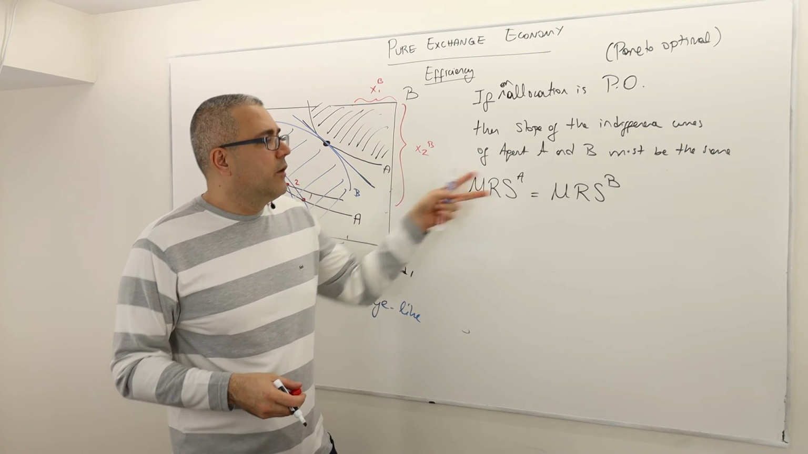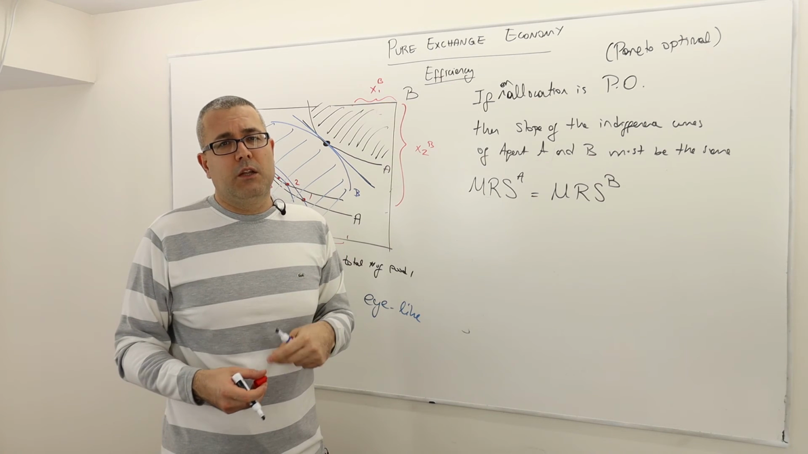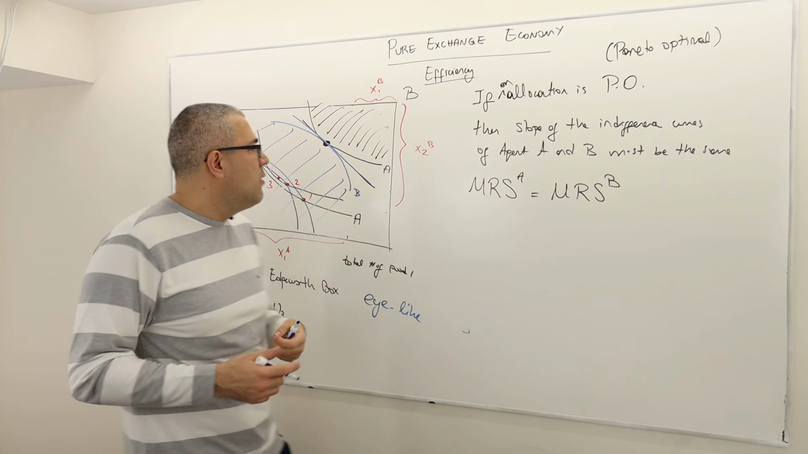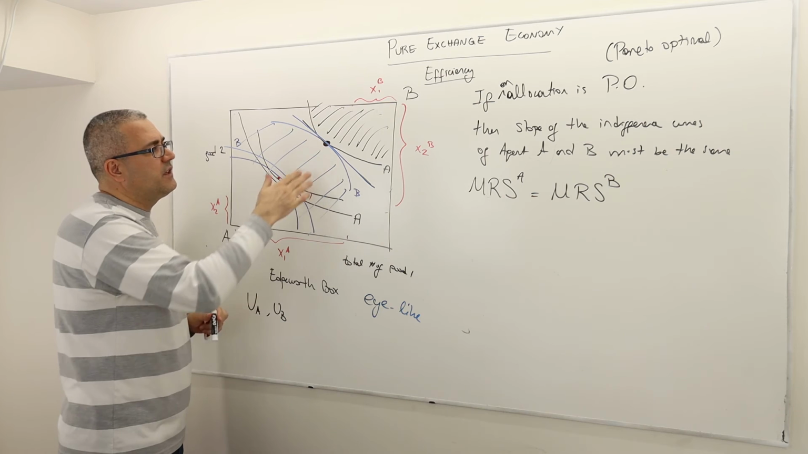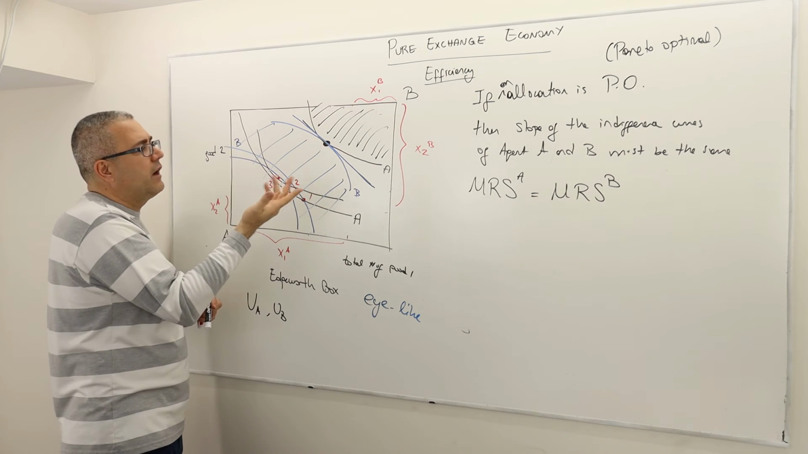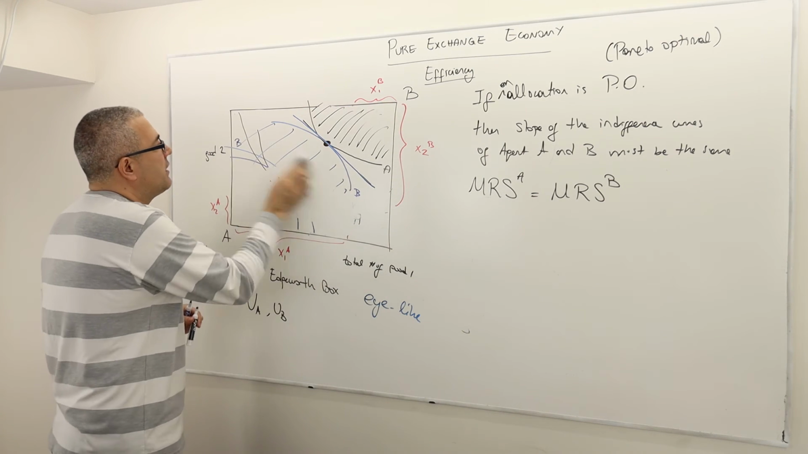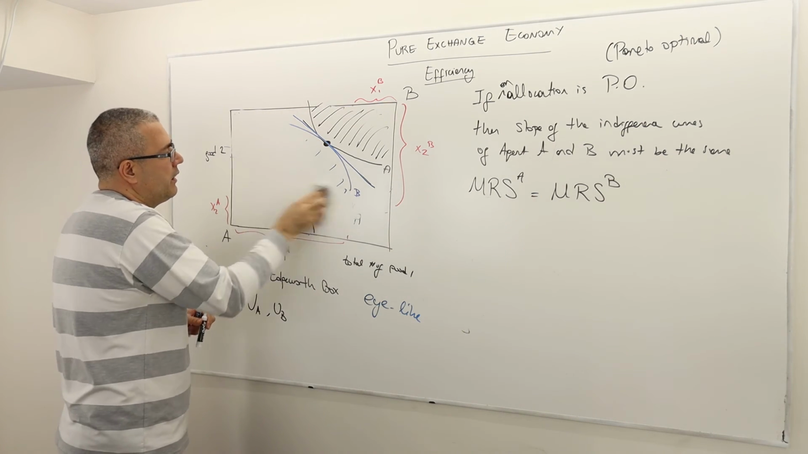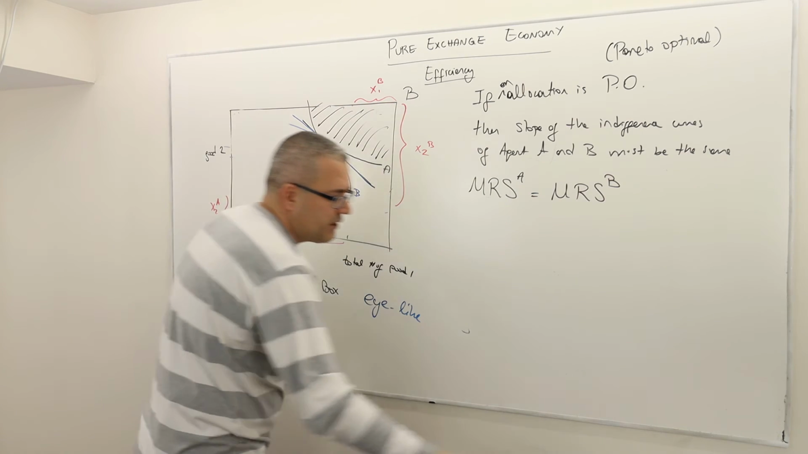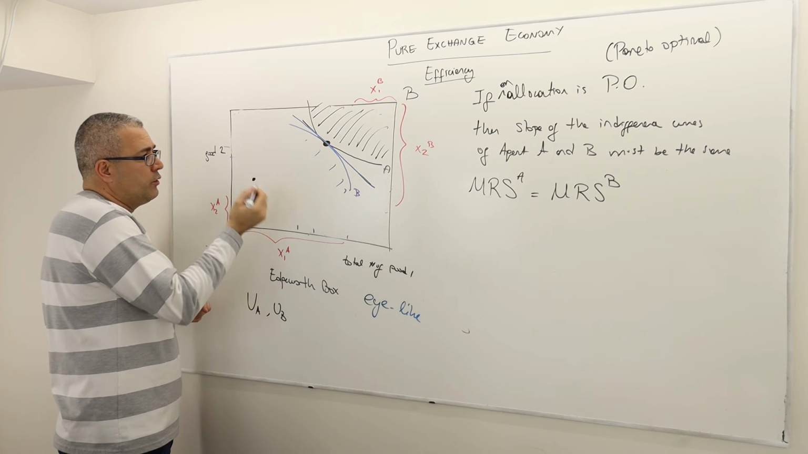And so, this equality is basically going to give me the set of all Pareto optimal allocations. Why do I say all? Well, because this tangency does not really have to occur at only one point. Actually, it would be an extremely rare situation where these two indifference curves are tangent to each other at just one point. Normally there are infinitely many points.